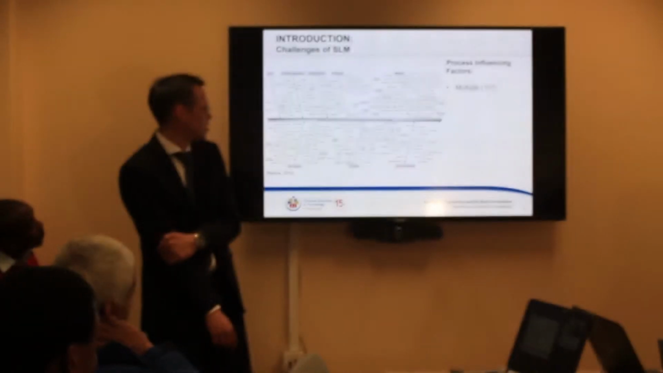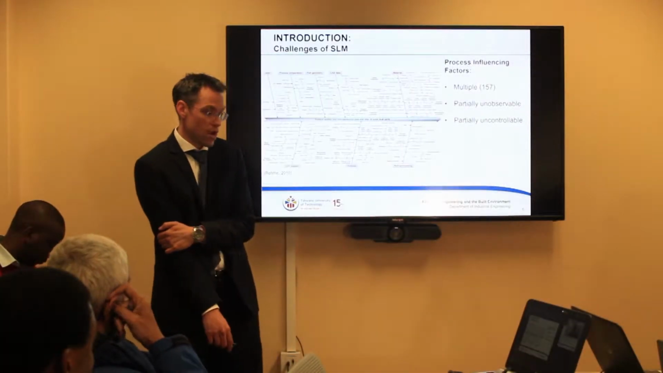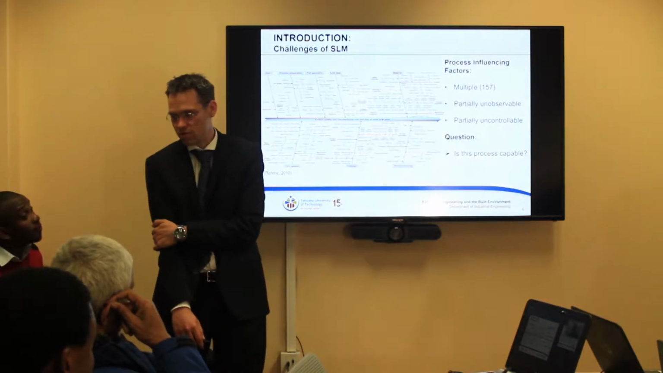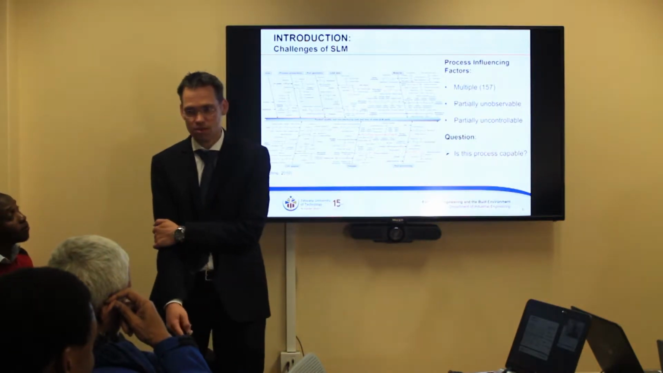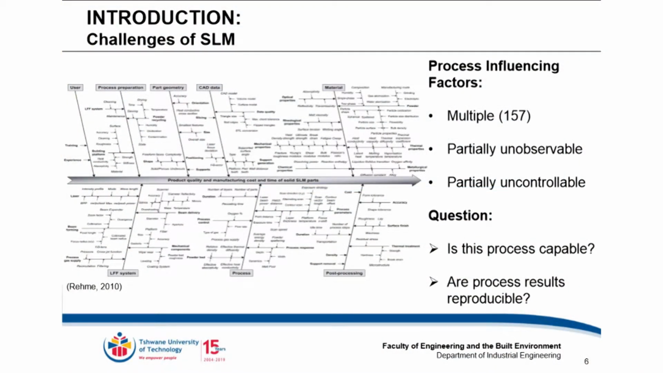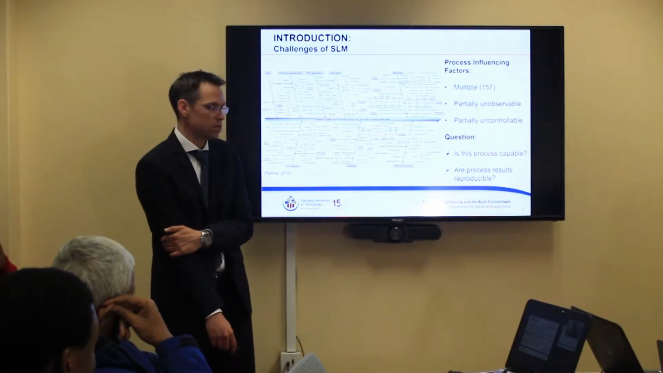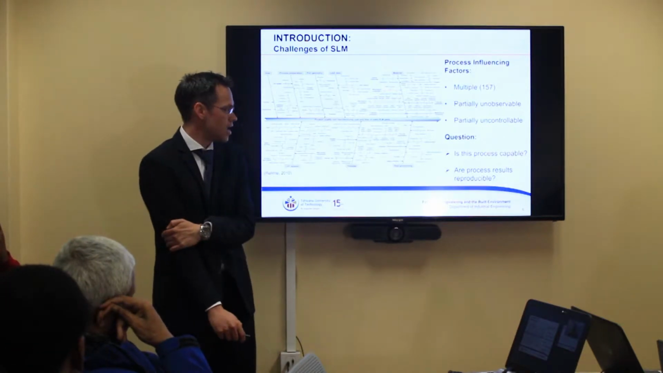So these are nice, good opportunities, but however, the selective laser melting process is challenged, as you can see on the left-hand side on the picture, by multiple process influencing factors. This Ishikawa diagram was made by Olaf Rehme. He counted 157 process influencing factors which are partially uncontrollable or unobservable, which leads to the question if this process is capable to meet industrial needs in terms of its capability to provide mechanical properties as required in industrial standards. And the second question is if the process results are reproducible, which is very important, especially for spare part application. When you printed a good part once, then you want to print it again.